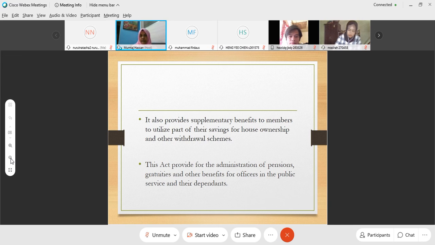So this act administers the pension. You also have the pension scheme and the others. I think this slide is from this topic. Actually, it's from the pension act. I have to revise this portion.